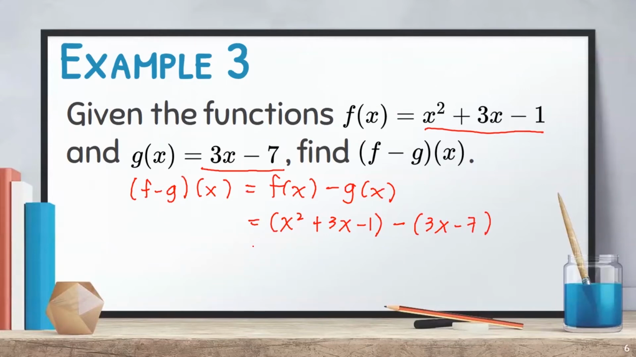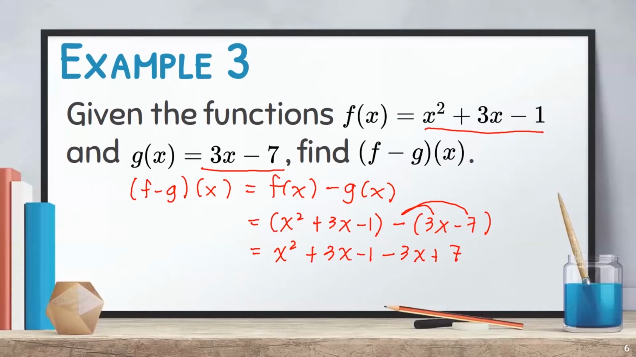In subtracting functions, before you combine similar terms, multiply negative 1 to the second function. Remember that when we are multiplying integers, the product of two different signs is negative and the product of the same signs is positive. So here, we will have x squared plus 3x minus 1, then negative times positive is negative. So that will give us negative 3x. And negative times negative is positive. So this will become positive 7.